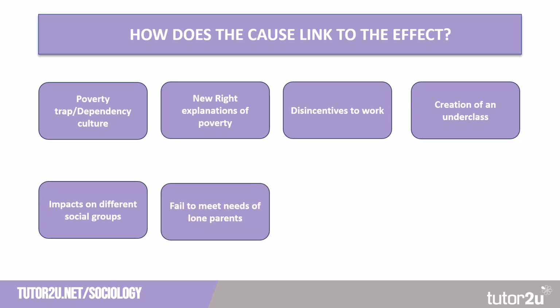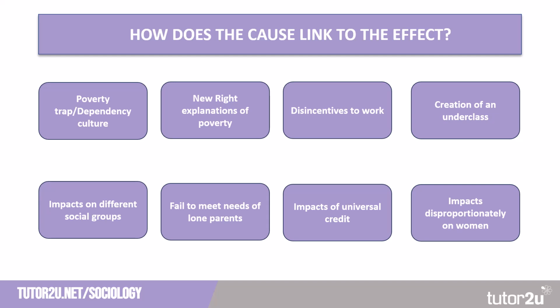What we're going to focus on is how welfare may fail to meet the needs of lone parents, and this looks at the intersections usually of female poverty and also family structure. We can talk about some of the impacts of universal credit, particularly how it disadvantages women who are looking to go back into work and have childcare responsibilities, and how this impacts disproportionately on women and shows us how women are more likely to appear in statistics on poverty.